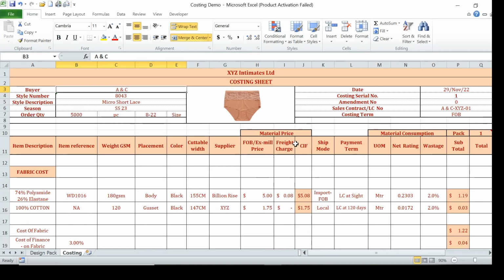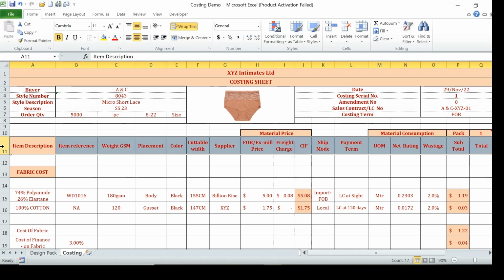See, it is a sample of a costing format, but you can make it as you wish. But if you're doing a job in any company, then the company may already have some format. But the concept is similar. See what I consider here. First, the company name, then costing sheet, buyer name, style number, style description, season, quantity, etc. At the right side, date, costing serial number, amended if any amendment happens, then you have to put here sales contract, FOB, etc.